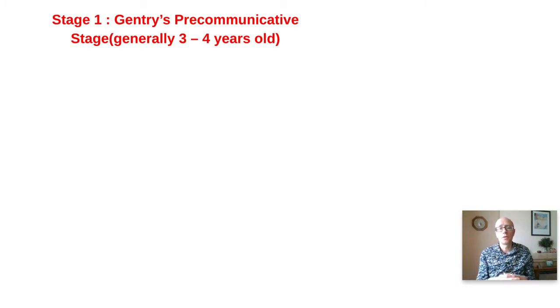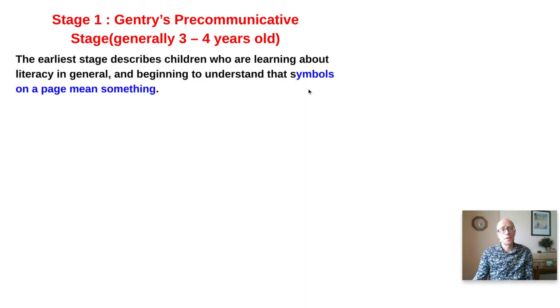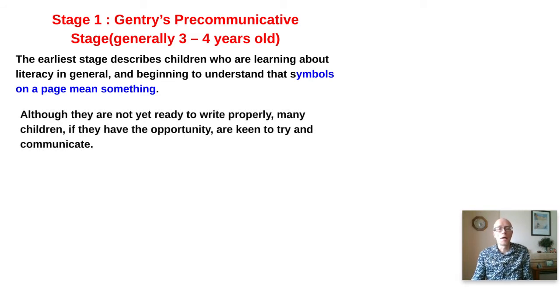The first stage he calls the pre-communicative stage, and this is round about 3 or 4 years old. And this is obviously the earliest stage where children are just about learning about literacy, and they're beginning to understand that symbols on the page mean something. Now, if they're doing this before they go into school, you probably call this emergent literacy. They haven't yet learned to write properly, i.e. in a structured way in infant school, but they are highly motivated, they're keen to try and communicate.